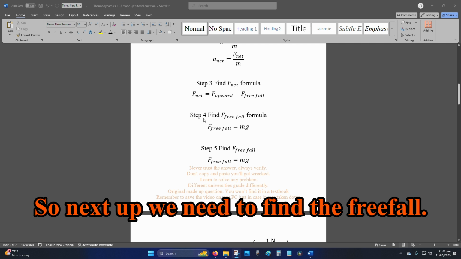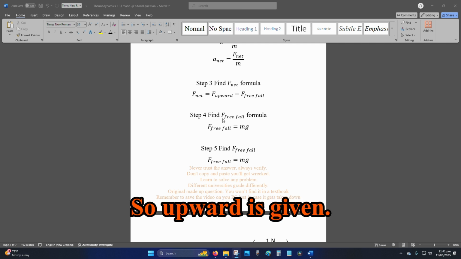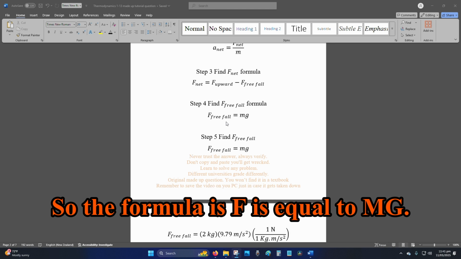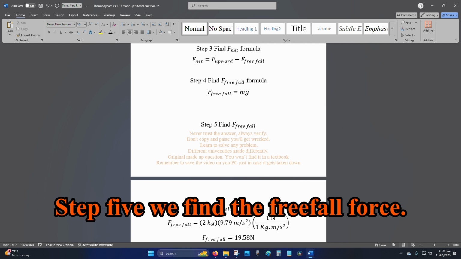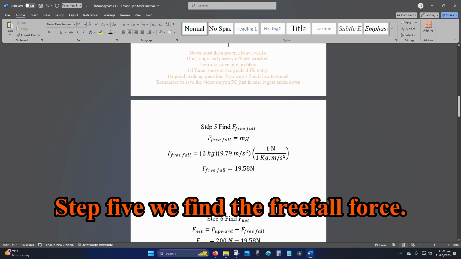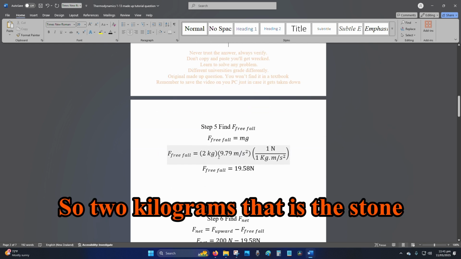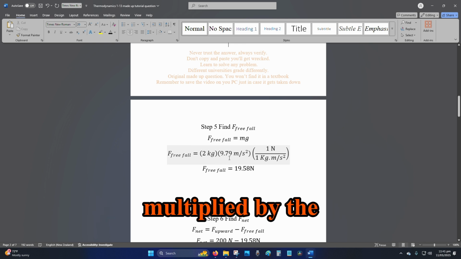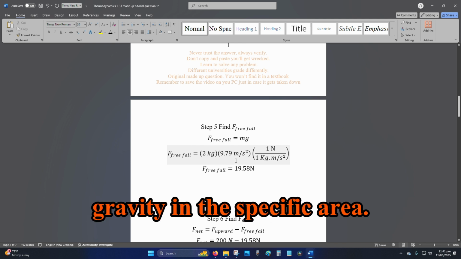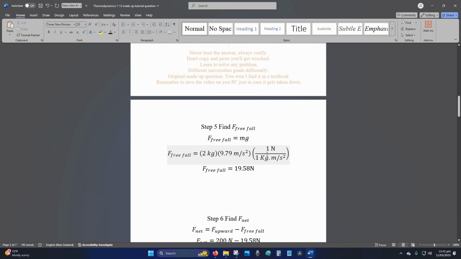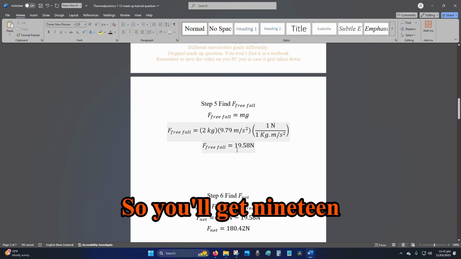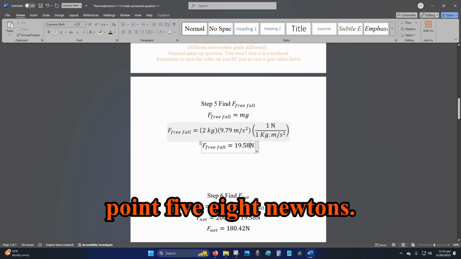So next up, we need to find the free fall. So upward is given. So the formula is F is equal to mg. Step 5, we find the free fall force, so 2 kilograms, that is the stone, multiplied by the gravity in the specific area, and then multiplied by your conversion factor. So you'll get 19.58 newtons.